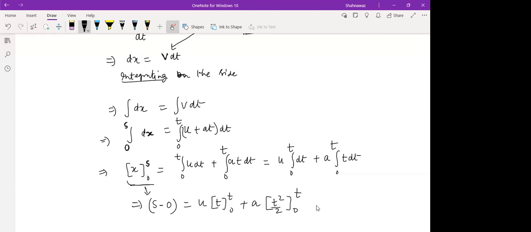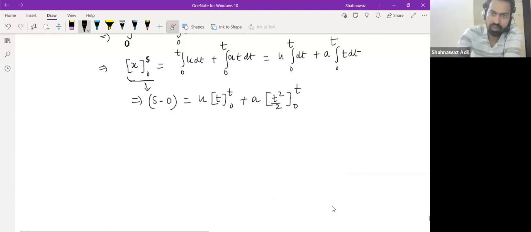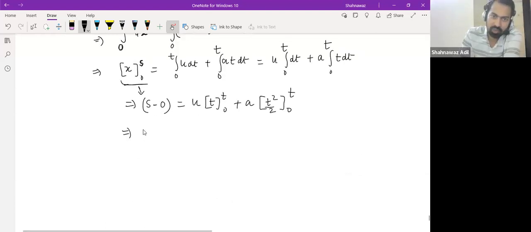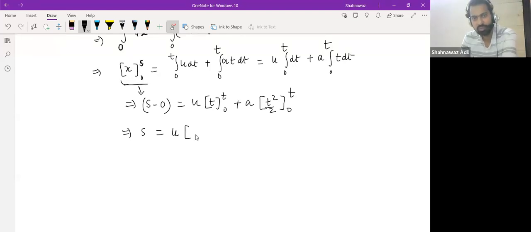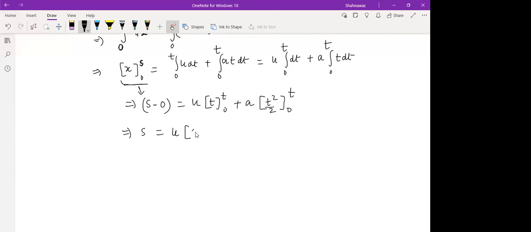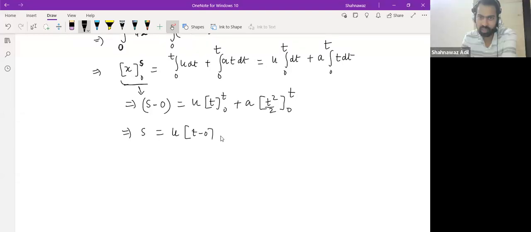Yes, sir. Okay, so now let us put the upper limit, and this is S. And now we have to put the upper limit. And so, Amna, you tell me what should be here. T minus 0. Correct. And Elham, you tell me what should be here. So I have taken 2 to this side. And what should be here?